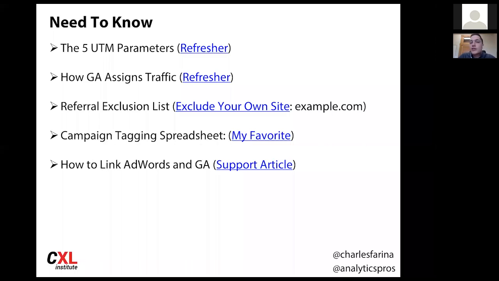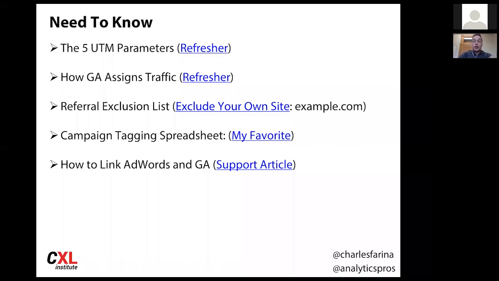Sources are subsets of those. And then campaigns are how we track basically cross-channel marketing. So another thing that's going to be really important to know is how GA assigns traffic. By simply putting Google Analytics on every page of your site, Google Analytics automatically buckets certain traffic into channels.